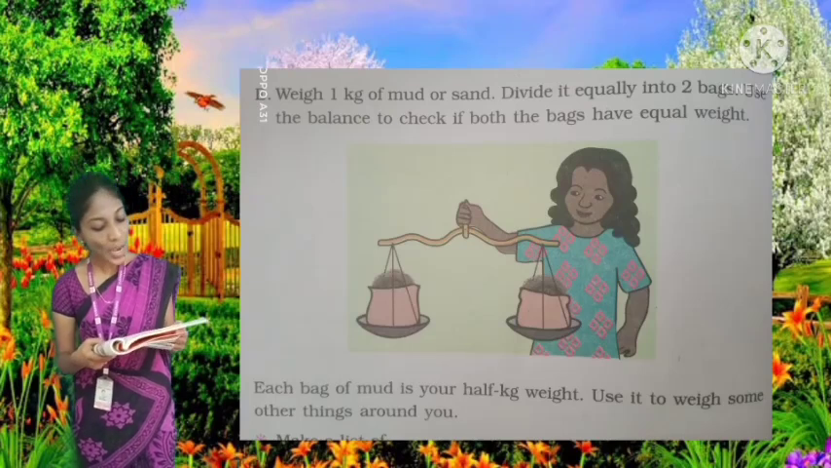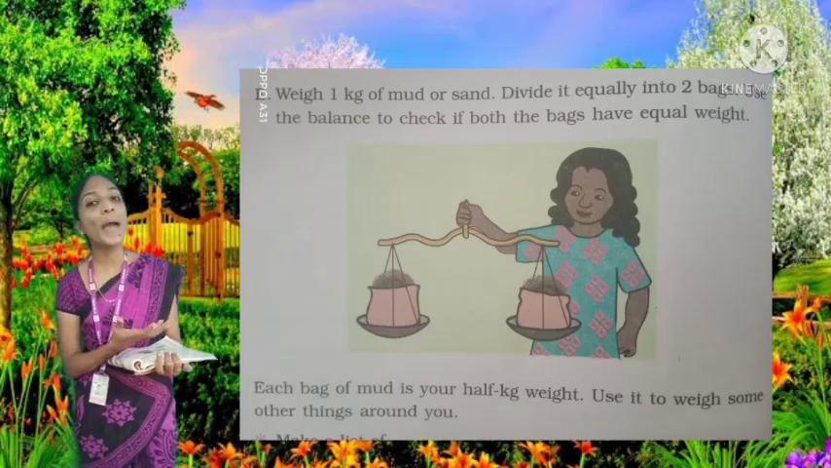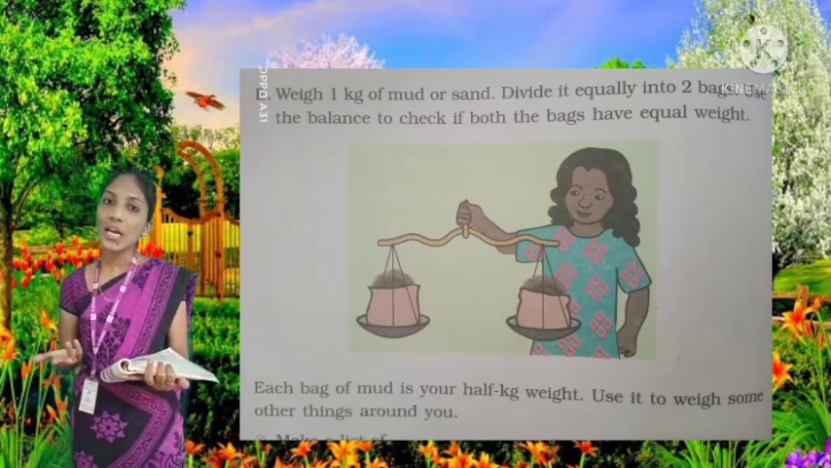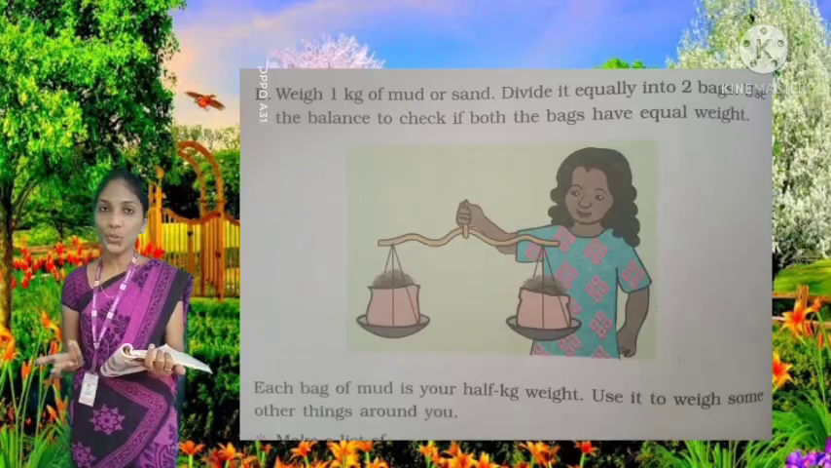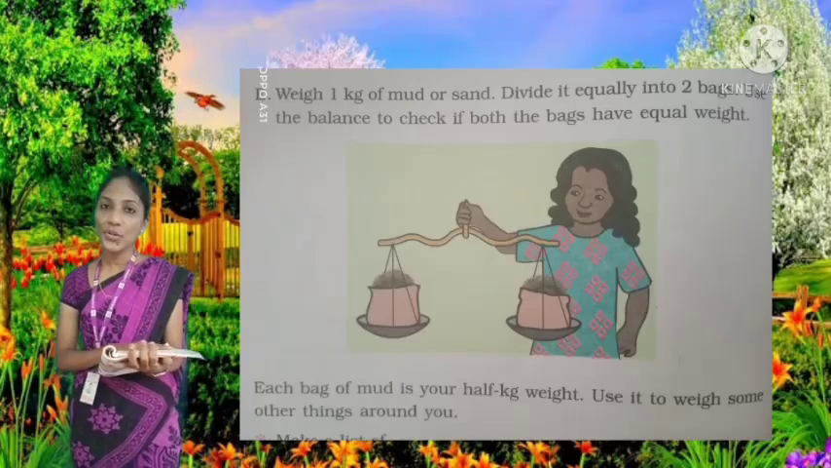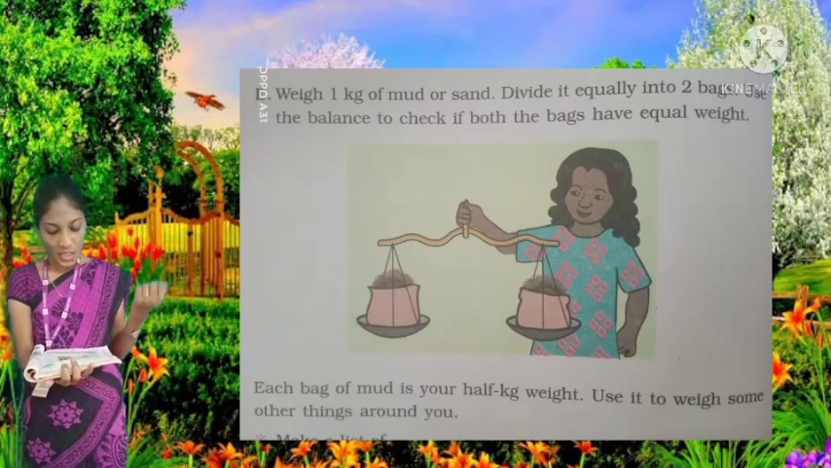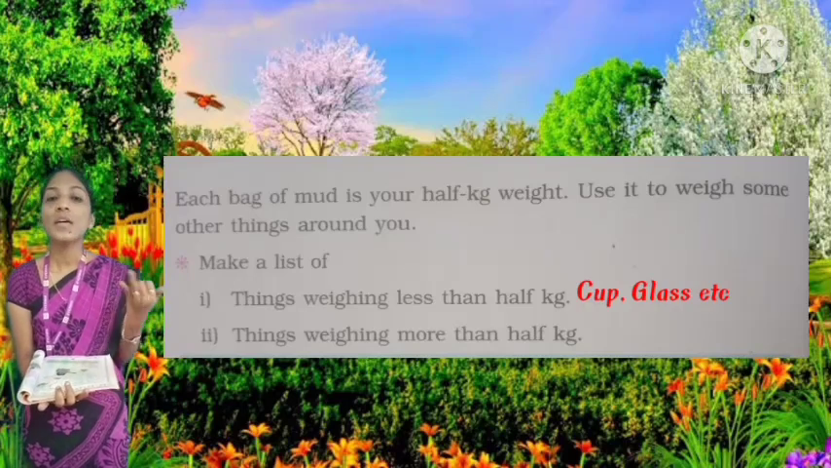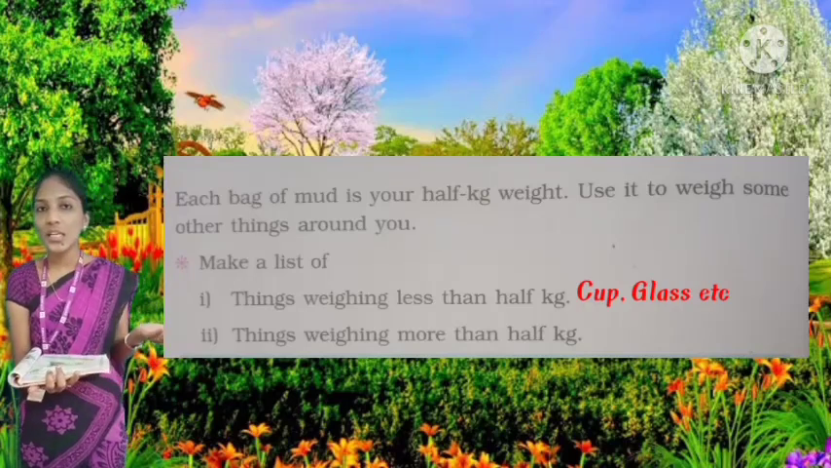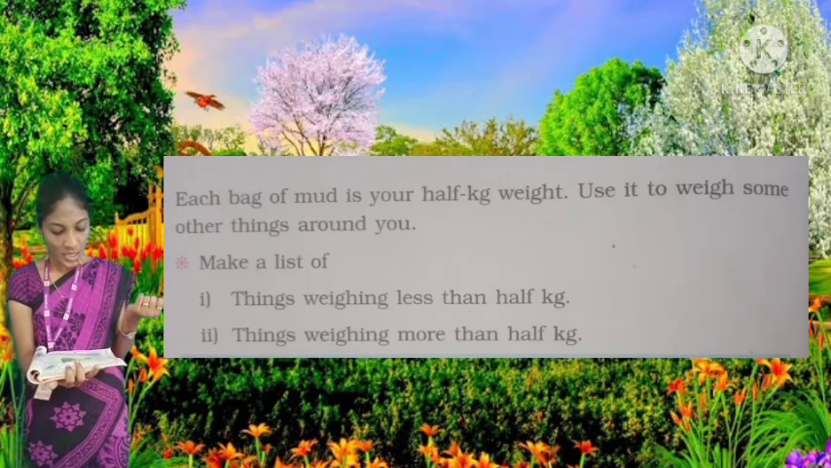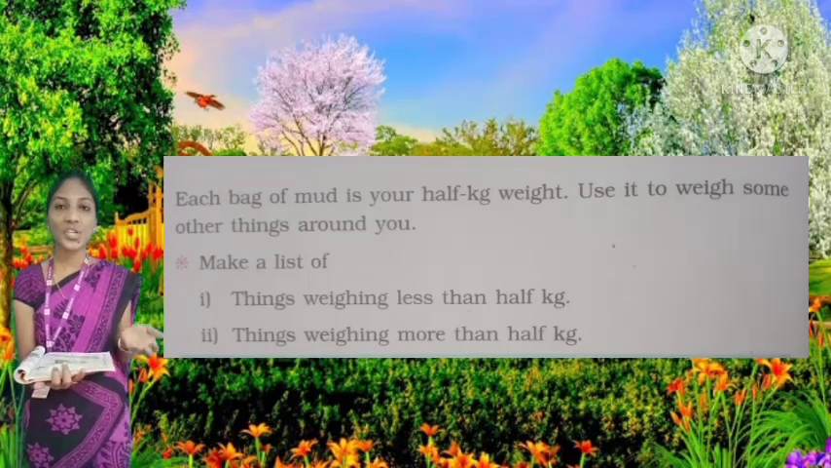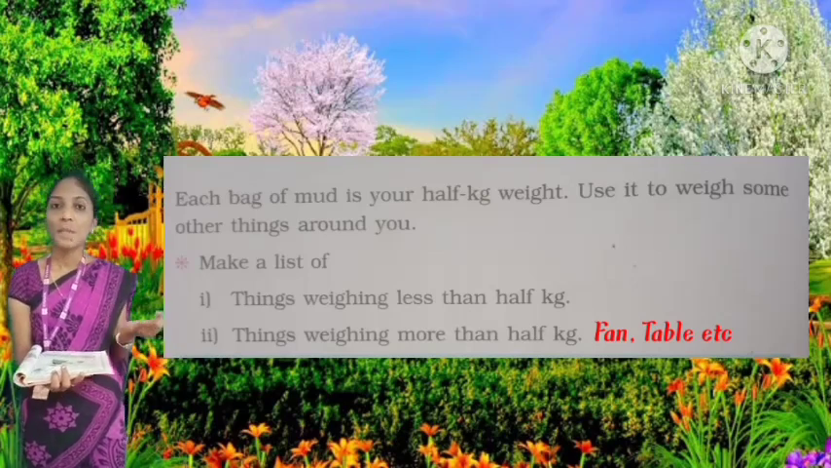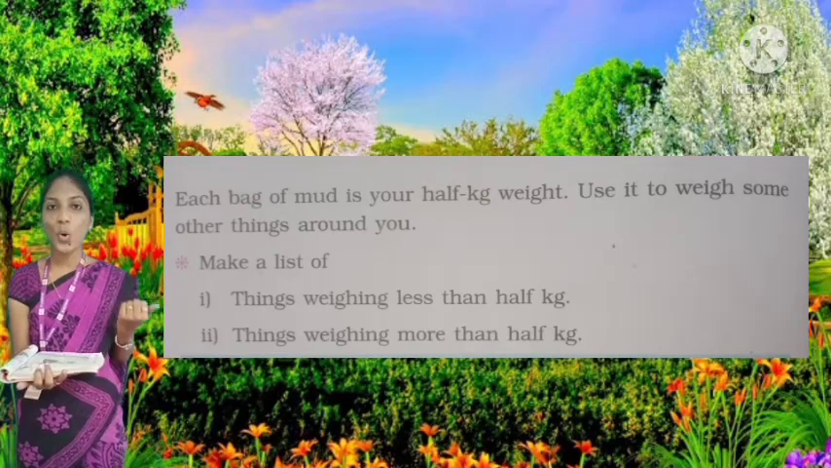Use it to weigh some other things around you. So in one pan you can take half kg of mud or sand. In another pan you can take any things which are around you. This you need to try by yourself. Question, make a list of things weighing less than half kg. For example, cup, glass, empty water bottle, etc. Next question, things weighing more than half kg. Fan, table, television, etc. You can give your own answer.